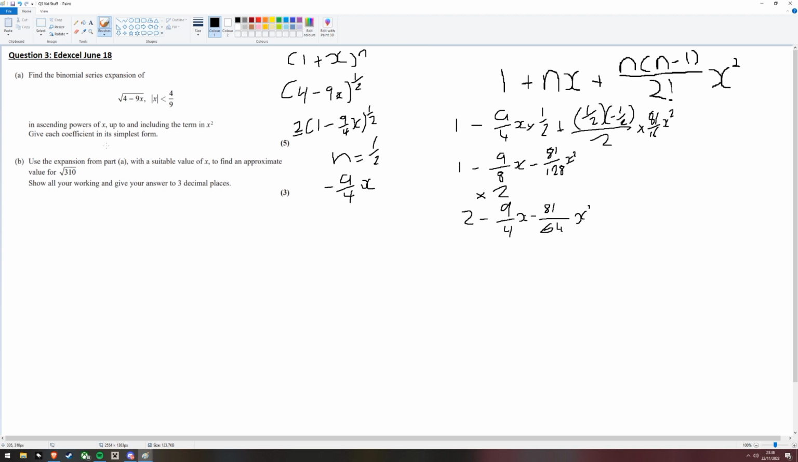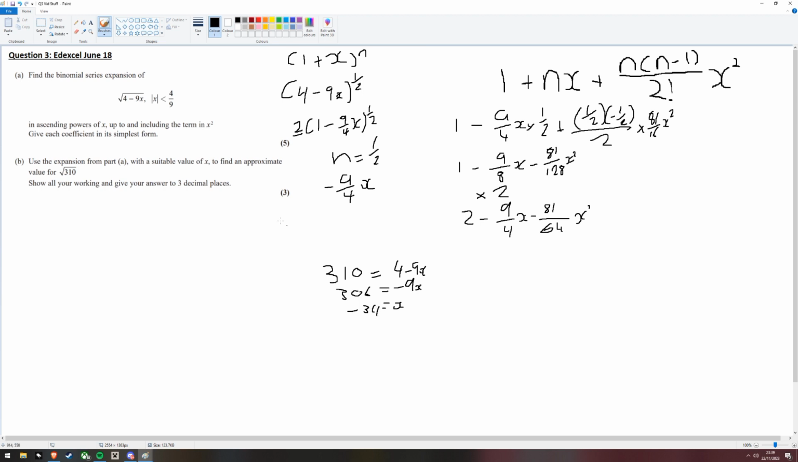Now, part B is actually impossible. I've sat here, I've tried it, it's impossible. What you should do is set 310 equal to 4 minus 9x. Minus 9x is equal to 306, and x would be equal to minus 34.